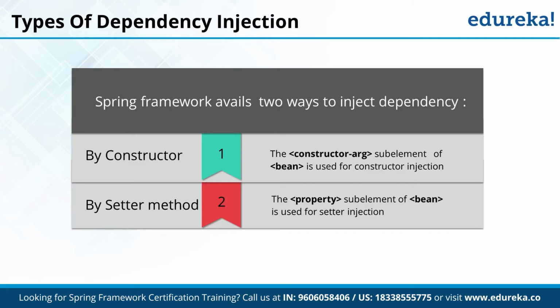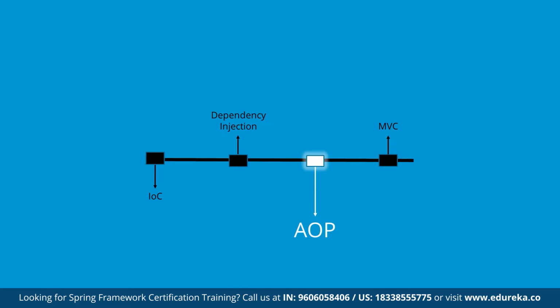All right. So how is this dependency injection taken care of by the Spring Framework? In the Spring Framework, we have by constructor and by setter method. These are the two different techniques by which the dependency injection is resolved, right? So we have constructor-arg and property as key tags, which can help us to resolve this dependency injection. Then next is the AOP, that's aspect oriented programming.